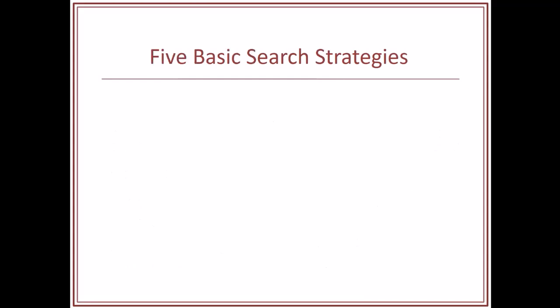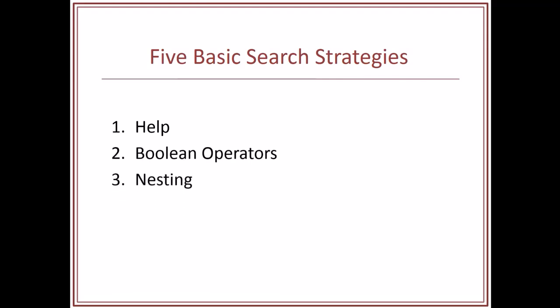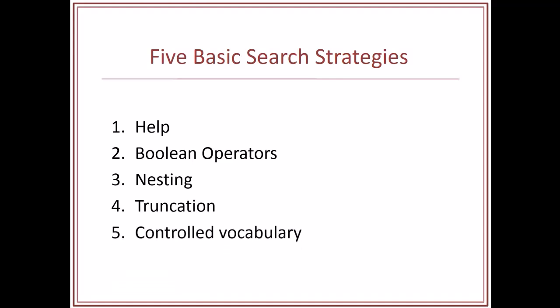The 5 basic search strategies that we will talk about today are help, Boolean operators, nesting, truncation, and controlled vocabulary. Most databases support some or all of these strategies, and so do many internet resources. We will talk about each of these strategies.